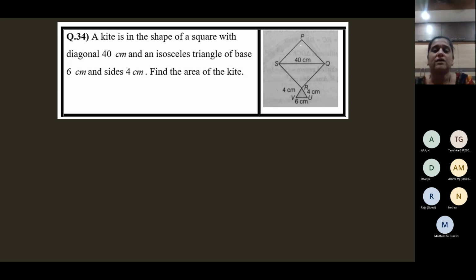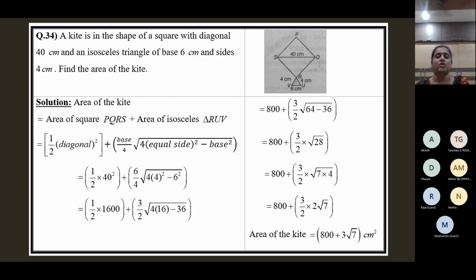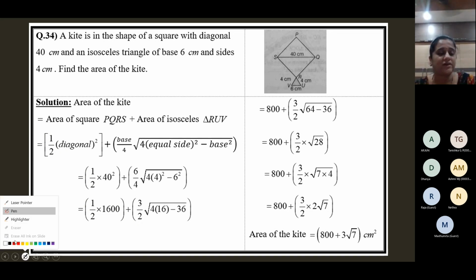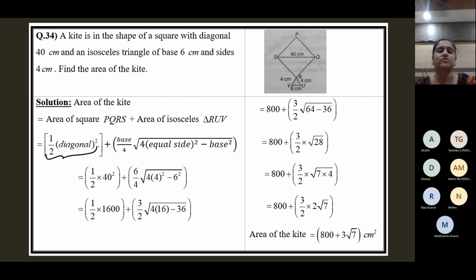Let me show you the answer. Here I've worked out the area of the square using the formula half d square, because we know the diagonal is 40. And the area of the isosceles triangle, also using the formula. But you don't use it for the triangle. You have to use Heron's formula, children. You can use half diagonal square to find the area of the square. That's fine.